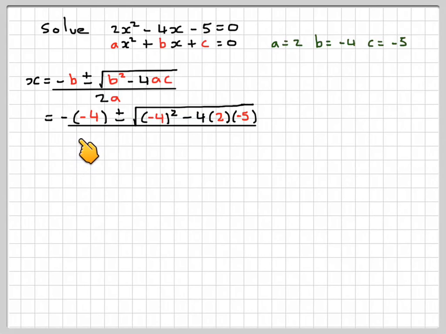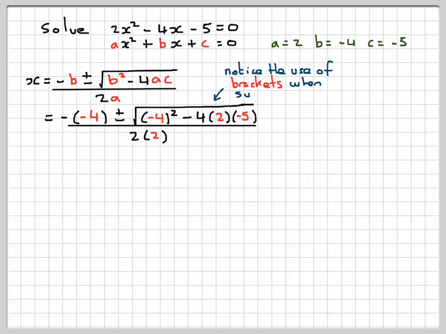Now we've got minus, brackets minus 4, plus or minus the square root of minus 4 squared, minus 4 times 2 times minus 5, divided by 2 times 2. Now, one of the major pitfalls here is people do not substitute in using the brackets, particularly when there are negative numbers, and therefore make a mistake with arithmetic. So these brackets that I've put in here are very, very important if you wish to get the question correct.